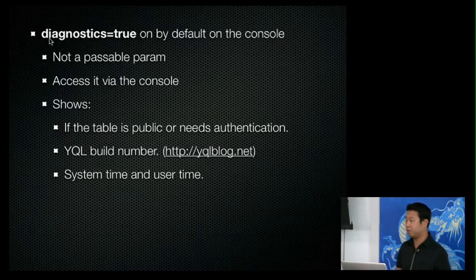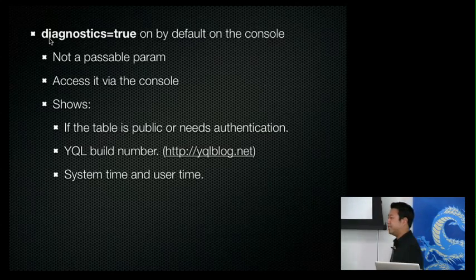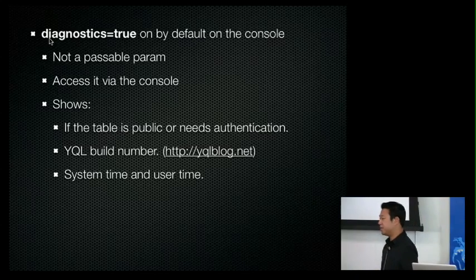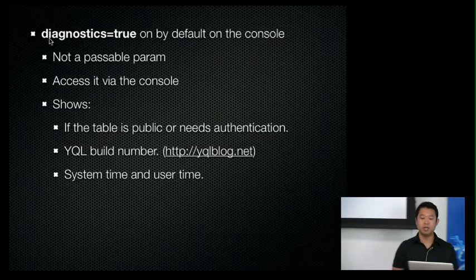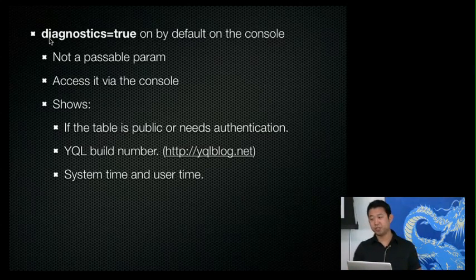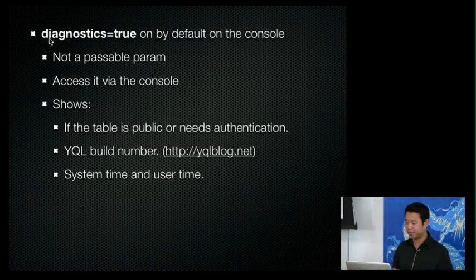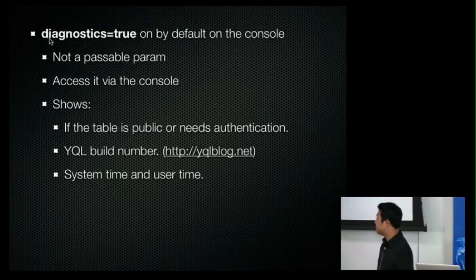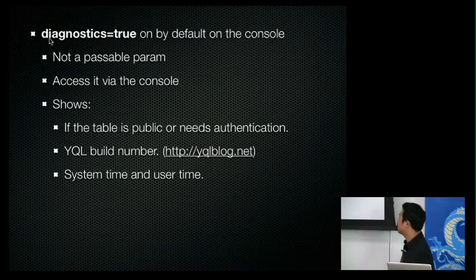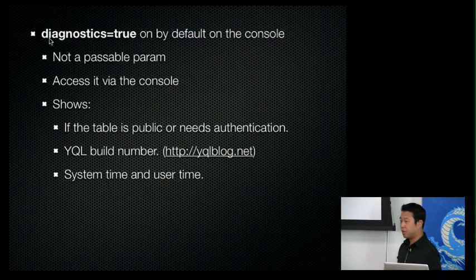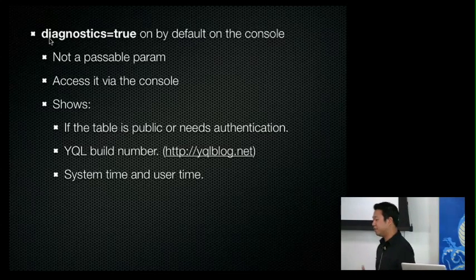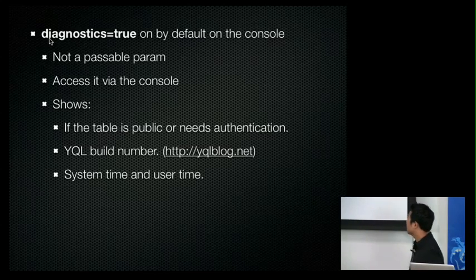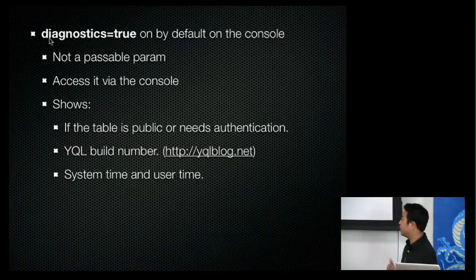You could go to YQLblog.net. When we do a release, we usually update the blog with release notes, so you could see, based on the build number, what new features were added or what bugs were fixed. It's a good reference point. And then we also show system time and user time. System time is the total amount of time it took YQL to gather the data that was needed for your query. And user time is the time it took for YQL to give you that data.